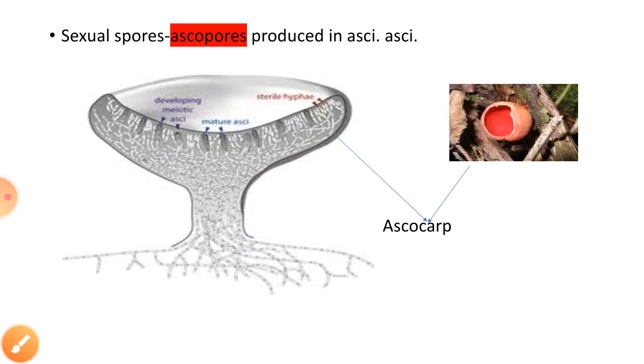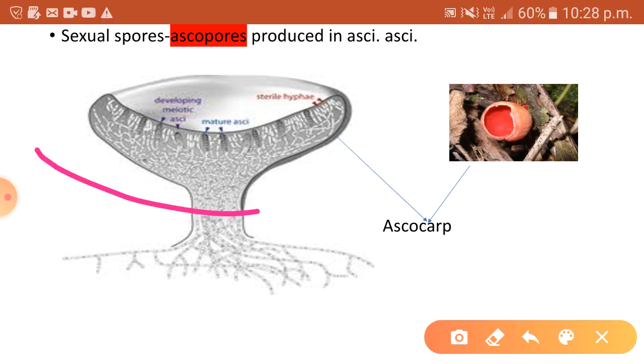The sexual spores in Ascomycetes are called ascospores and they are produced in sac-like asci. Asci is the plural form and ascus is the singular form. The asci are arranged in the cup-shaped fruiting body called ascocarp. You can see here a full view as well as the longitudinal section of ascocarp.